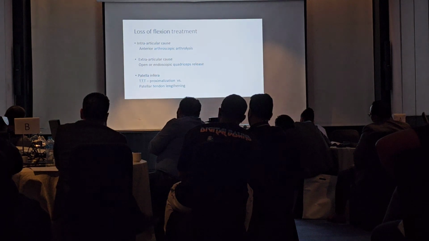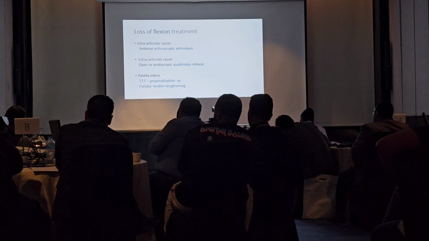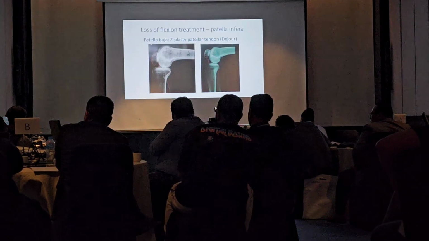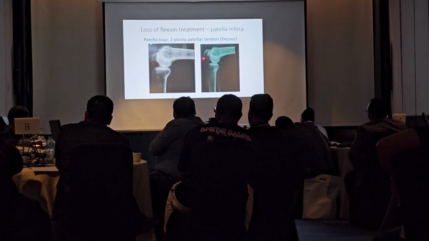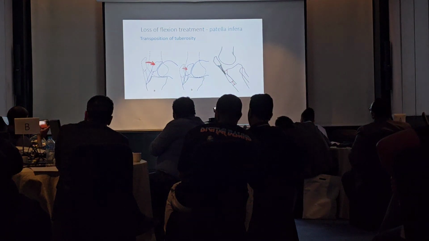And if we have patella infera or patella baja, we have to do either lengthening of the patellar tendon or proximalization of the tibial tubercle. This is how you do it. This is a case where the patella baja or infera was treated with patellar tendon lengthening. Here, how does this cause extension loss, flexion loss?